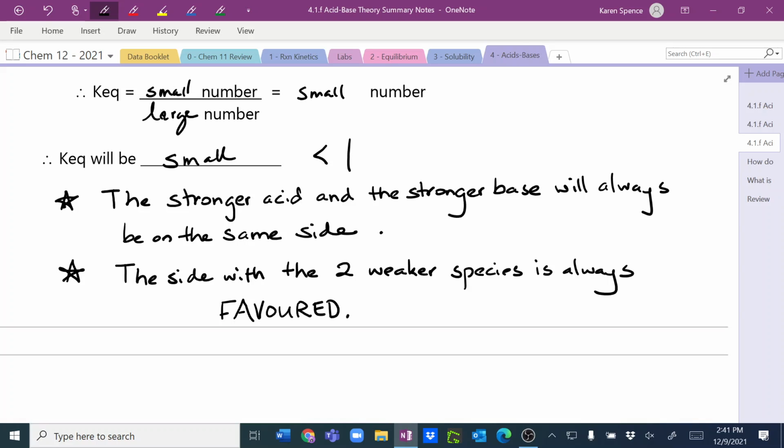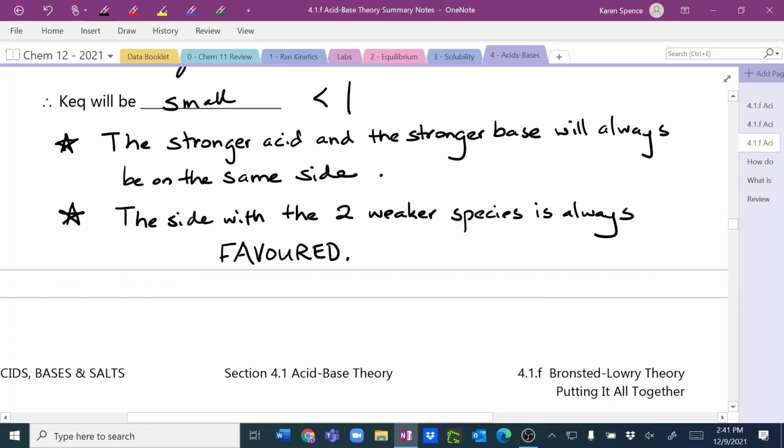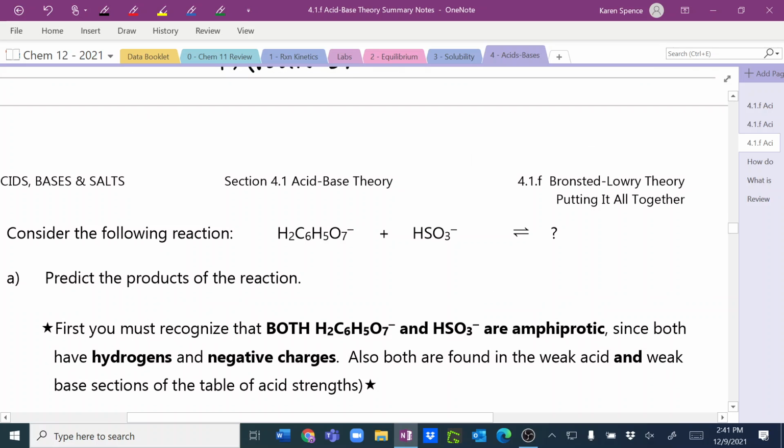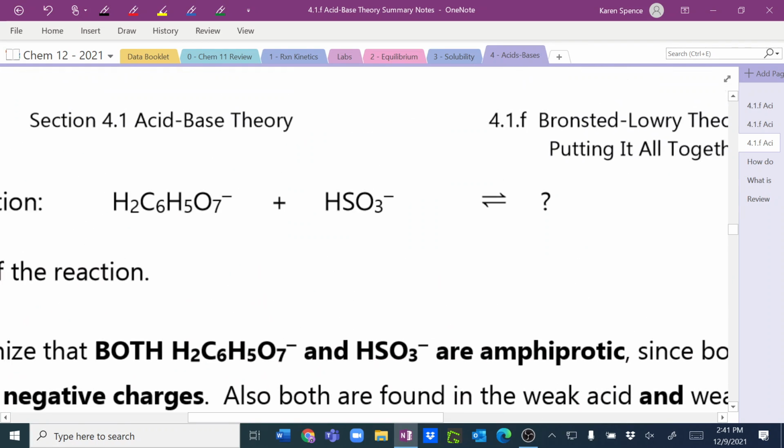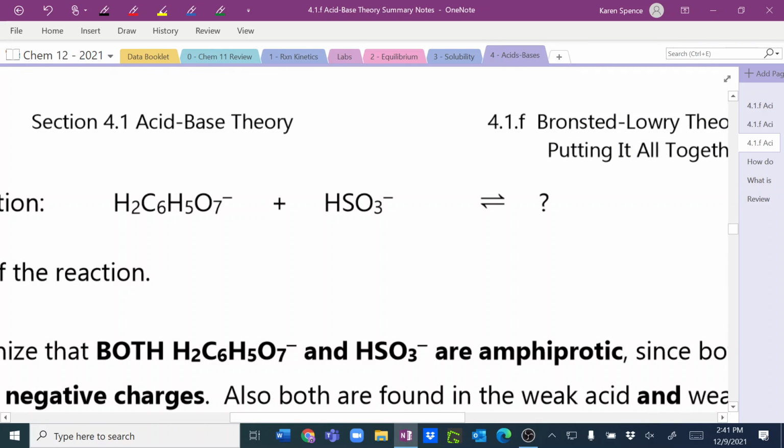Okie dokie. So now let's try another one. And I'm really regretting choosing this horrible long formula for an acid, so I might go back and change it. But we're going to live with it today. We have H2C6H5O7 minus. It's dihydrogen citrate.